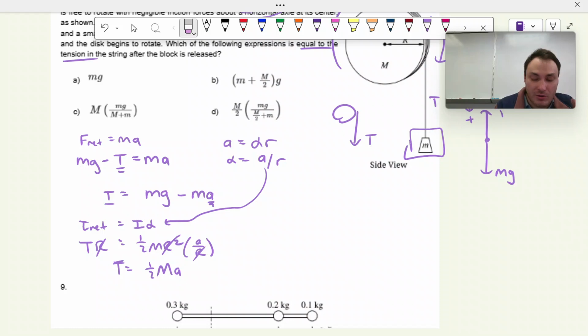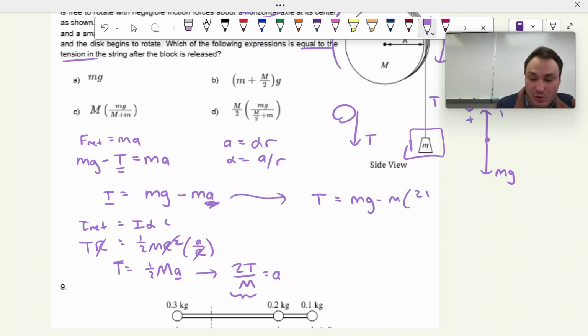So let's go ahead and solve for acceleration for one of these, and we're just going to use substitution to get our answer. Simplifying for a here, a is going to be 2 times T over big M. And now I'm going to plug this in for this a right here. It's getting a little bit cluttered, but T is going to be equal to mg minus m times 2T over big M.